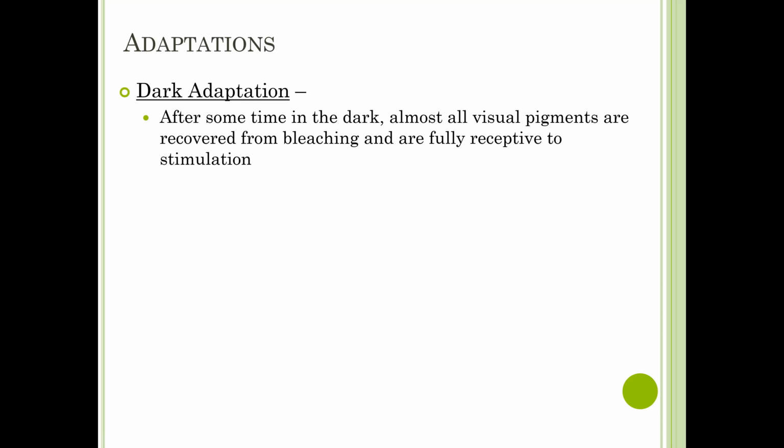But after you have stayed for some time in that dark room or outside in the dark, almost all of your visual pigments, so all of those opsin molecules, have recovered from bleaching. So all of those 11-trans retinols have been converted back to 11-cis retinols, and now they are fully receptive to new photons of light. And the reason they have time to do this is because in the dark, there are very few photons of light around to keep activating them, so it gives them time to all reset.